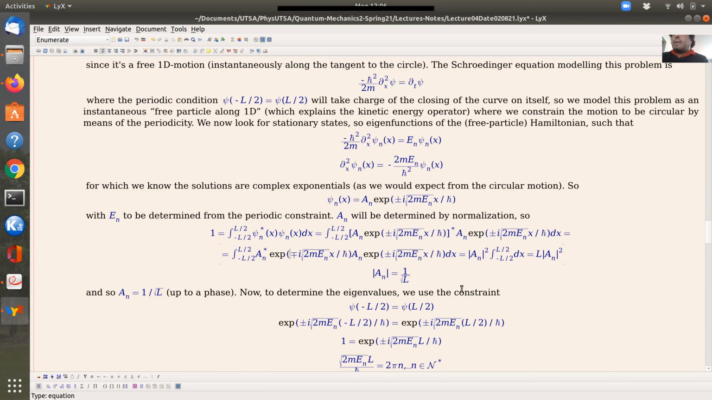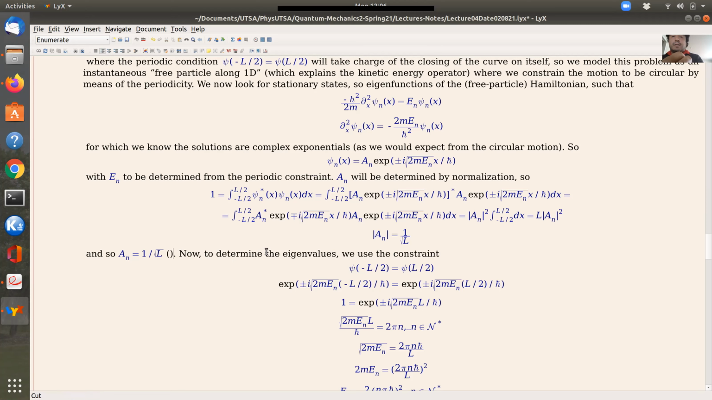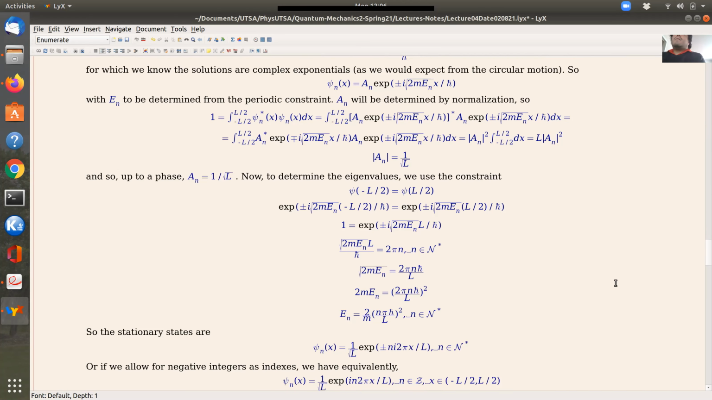So that means that the norm of a n should be 1 over the square root of L. And this is just a condition for the norm. So up to a phase, this coefficient should be 1 over square root of L. Meaning that you can add a complex exponential factor that is just a phase, and it will still be valid. So just keep it in mind for the moment. But we might be able to select this if it is convenient to us.